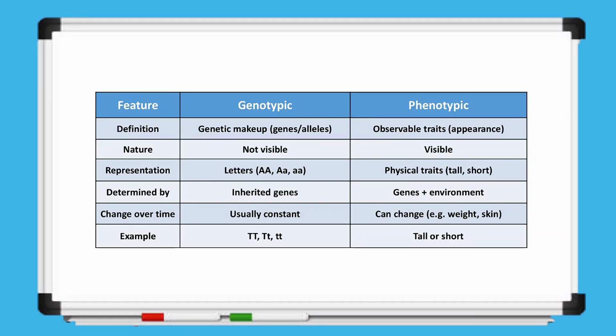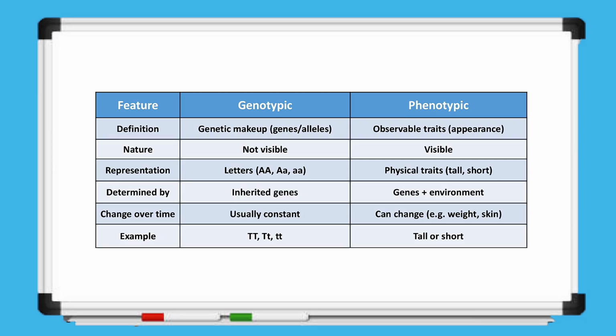Now let us compare genotypic variation and phenotypic variation. First, genotypic variation refers to the genetic makeup of an organism, meaning the genes and alleles it carries. On the other hand, phenotypic variation refers to observable traits, meaning the physical appearance or characteristics we can see. In terms of nature, genotypic variation is not visible because it exists inside the genes, while phenotypic variation is visible because it shows outward traits.